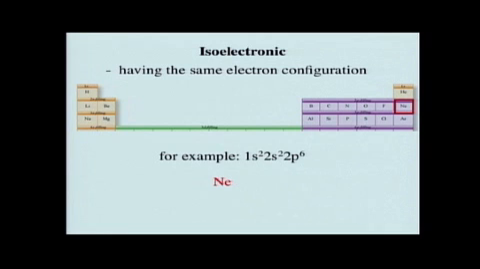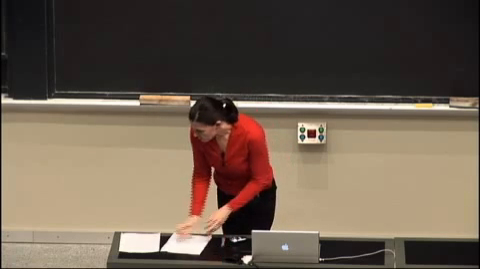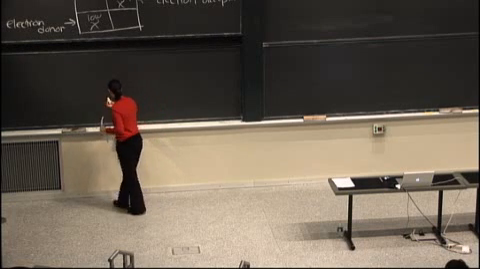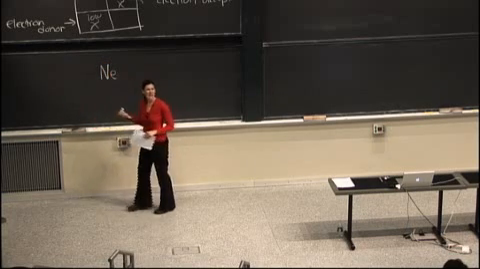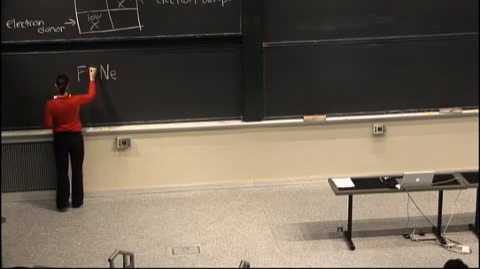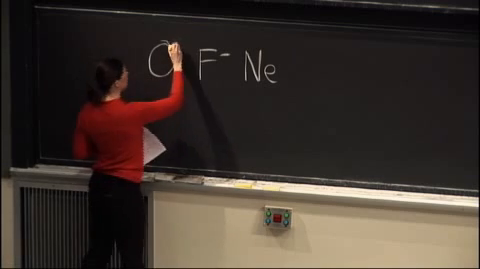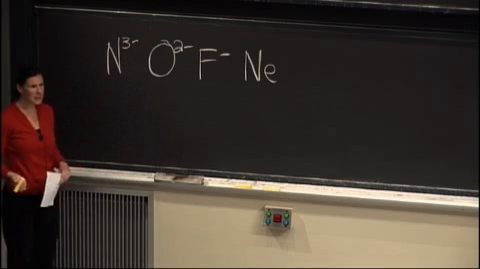So for example, fluorine has an electron configuration of 1s2, 2s2, 2p5. So all we would need to do is add one more electron to get the same configuration as neon. So if we want to write that out, we would say that F- is isoelectronic with neon. So if we have neon here and we want to think about what's isoelectronic, F- would be isoelectronic. We also have oxygen. What would the charge on oxygen be? Right, 2-. Then also nitrogen, 3-. These are all going to be isoelectronic with neon.